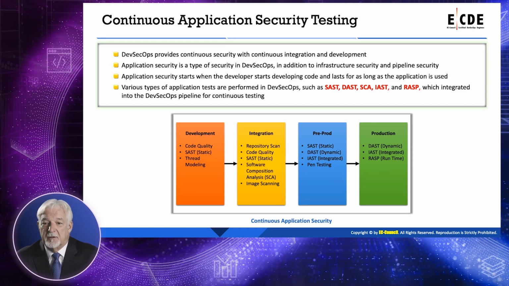In pre-prod, we'll still do some static testing. We'll get into dynamic testing, seeing how the application functions as it runs. Integrated testing, how it runs in an integrated environment, and also penetration testing. In production, we typically use dynamic and integrated testing and also runtime testing, which is RASP.